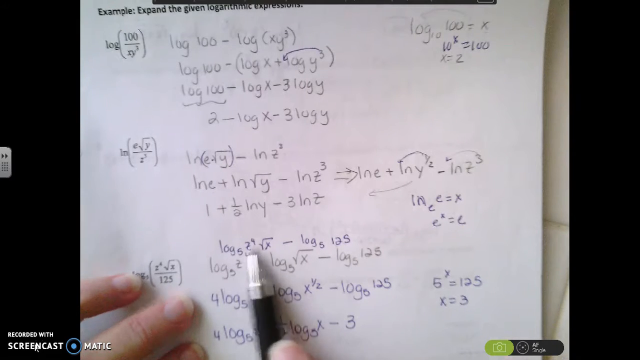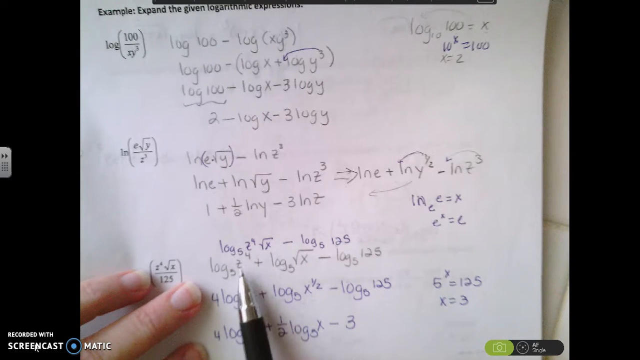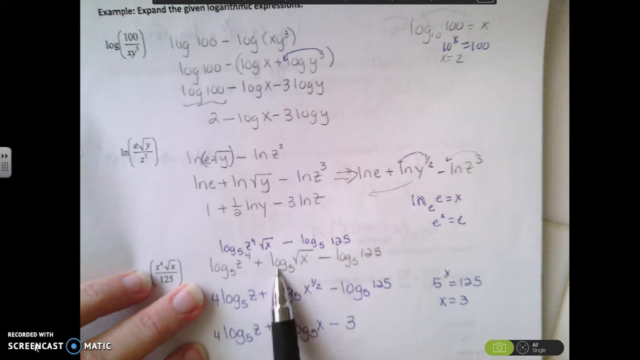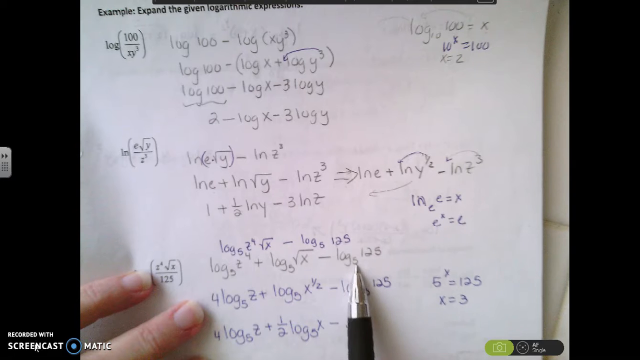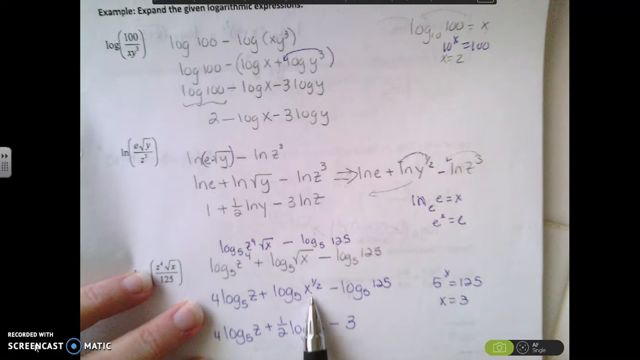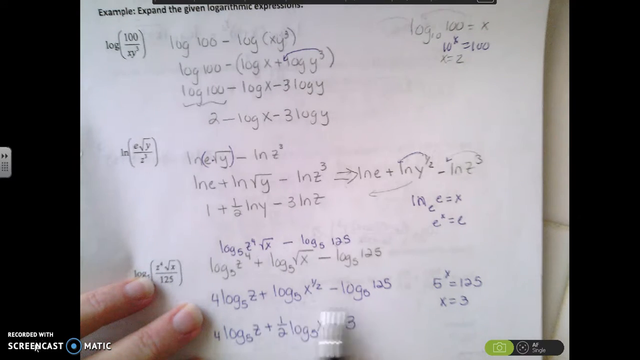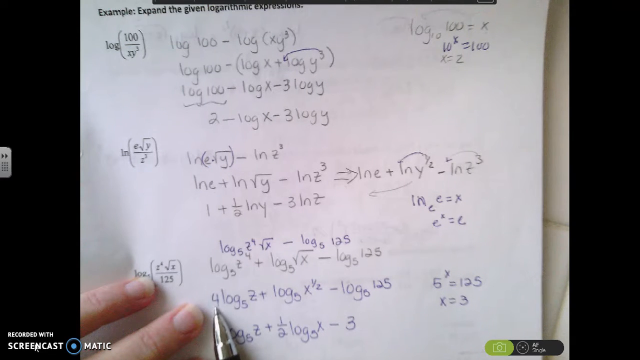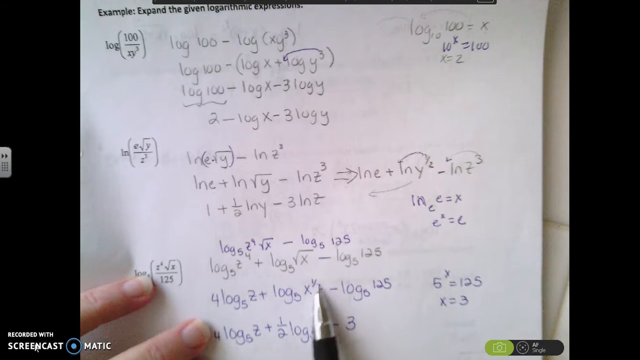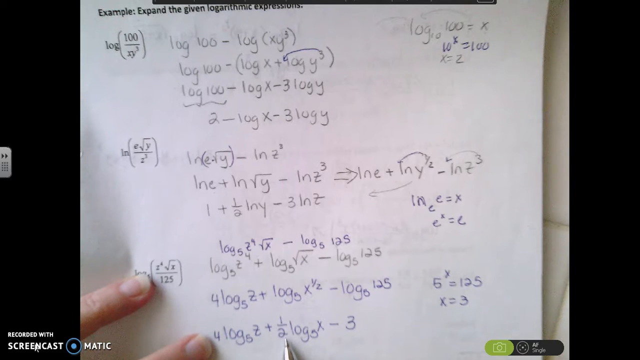So again, the product over here will become addition. So I have log 5 z to the 4th plus log 5 square root of x minus log 5 125. Square root of x can be rewritten as x to the 1/2. So I end up with this. And then the z to the 4th, the 4 comes down in front. The 1/2 comes down in front.